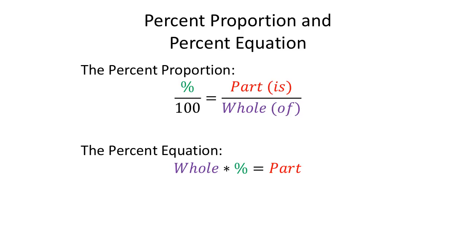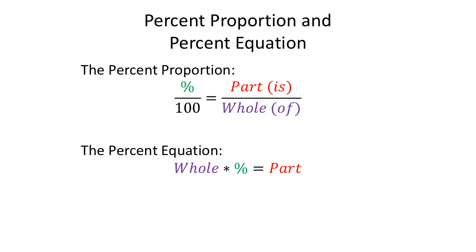So the percent proportion sets up like this. It's the percent over 100 equals the part over the whole. Now, hopefully we understand the relationship between these, right? 100 would be considered 100%, which is all of everything. It's the total, it's the whole of whatever it is that we're comparing. A percent is usually just a part of a whole, which is why it's straight across from the part.